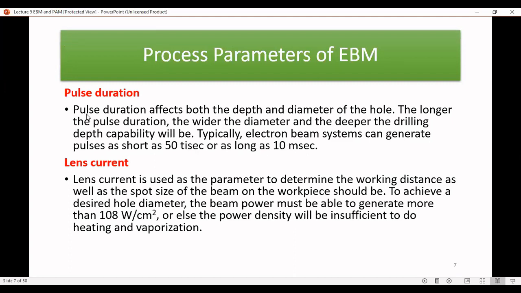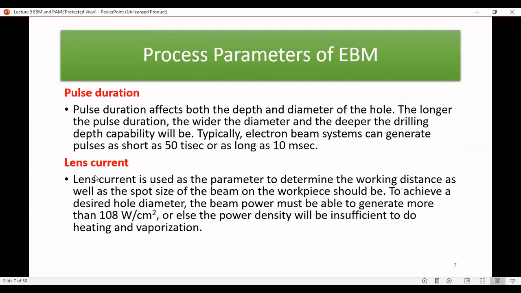So the effect of pulse duration is on both the depth and diameter of the hole. The longer the pulse duration, the wider the diameter of the hole and the deeper the drilling. So you have to be careful when you adjust the pulse duration. If the T on for the pulse duration is long, you are going to have a wider diameter hole.